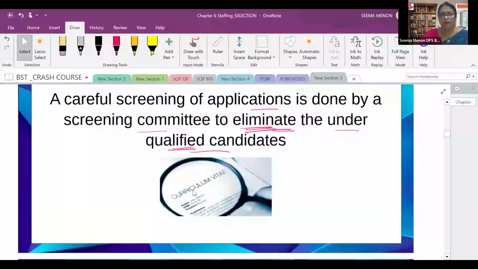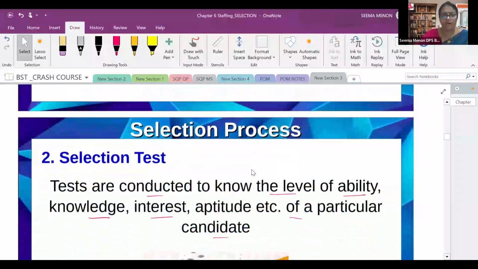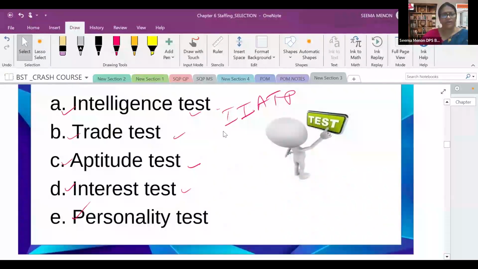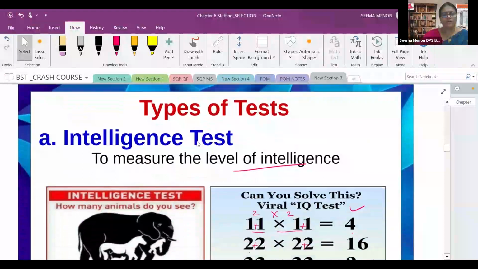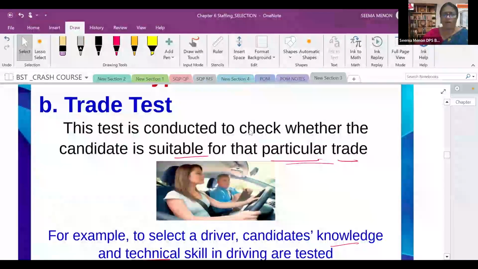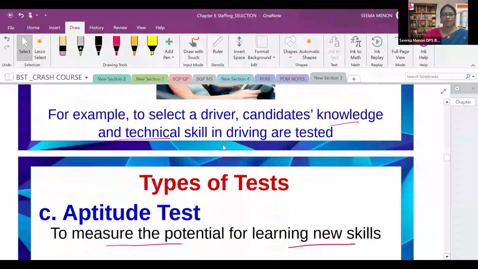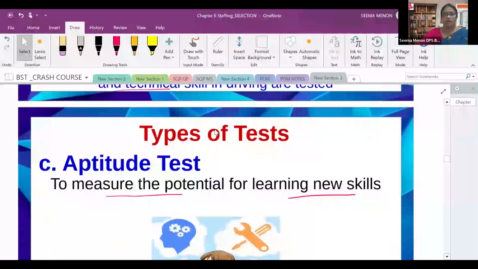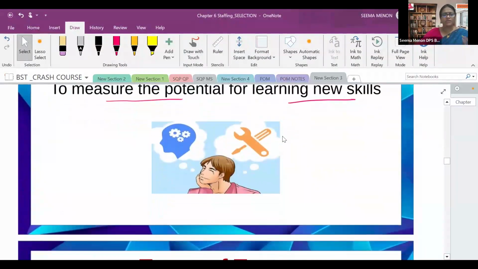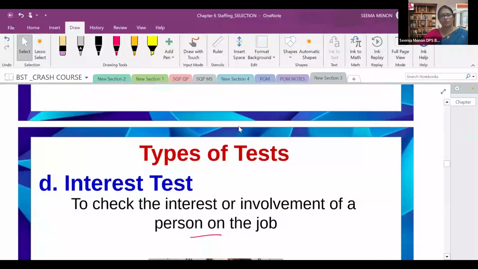Preliminary screening. The keyword is eliminate the underqualified candidates or applications. Selection test, the various levels of the test, level of ability, what will come: the knowledge, interest, aptitude of a particular candidate, intelligence, trade, aptitude, interest and personality test. Intelligence test is to measure the level of intelligence to take the decision, etc. Trade test means they are suitable for a particular trade, their skill. Then comes their knowledge and skill, both will come. Aptitude test is to measure how much they are capable to learn new skills.